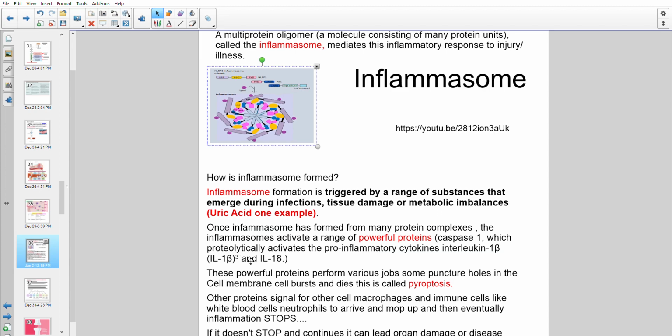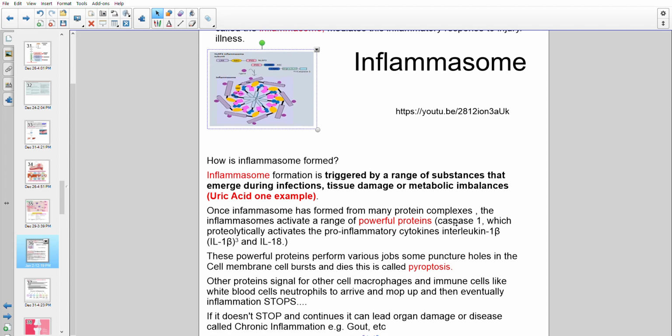proteolytically activates. Proteolytically means that it makes it break open, it lyses it, and it releases pro-inflammatory cytokines, and interleukin 1 beta, and interleukin 18. There's a lot more other. Now, these powerful chemicals here perform various jobs. What they normally do, some of them go and make holes in the membrane of the cell, and then the cell bursts and it releases all the other chemicals in there, and then the cell dies. It's called pyroptosis. Pyroptosis is a Greek word.